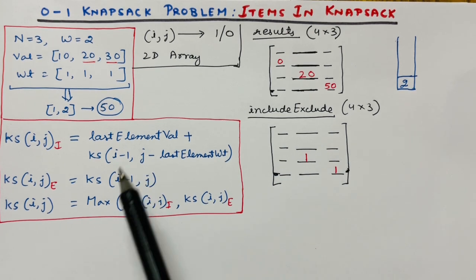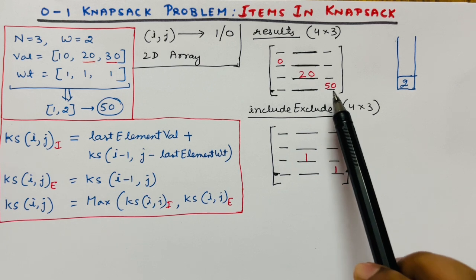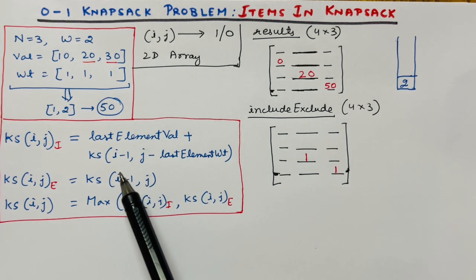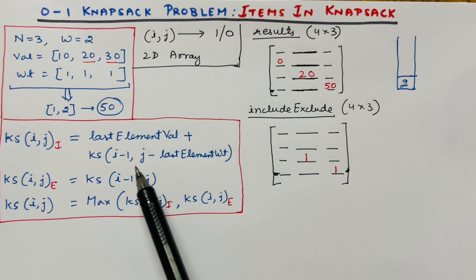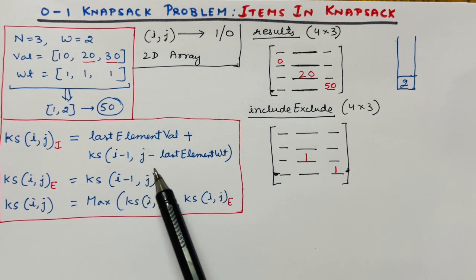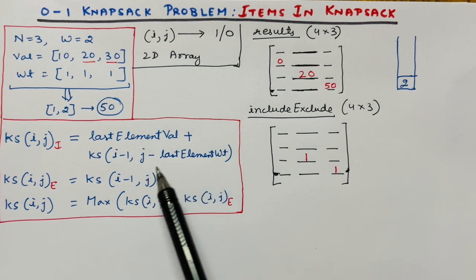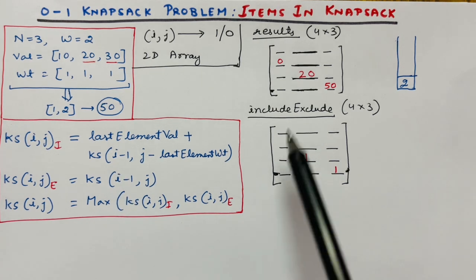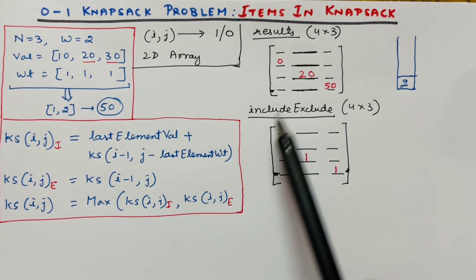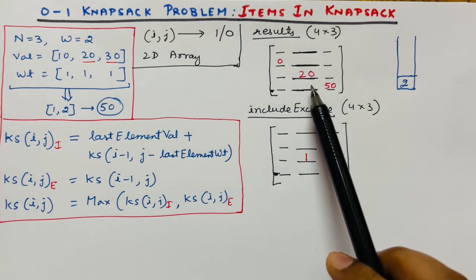Now, since we are in the include case, we have preferred the include case at this position. What is the smaller problem that we need to go to? Since we have included the last item, now we have to deal with first 2 items only. And the remaining weight is the original weight minus the last element's weight. So the remaining weight is 1 and we have to deal with first 2 items. So we are dealing with position 2, 1. Now at 2, 1, it is possible to make the maximum value as 20.